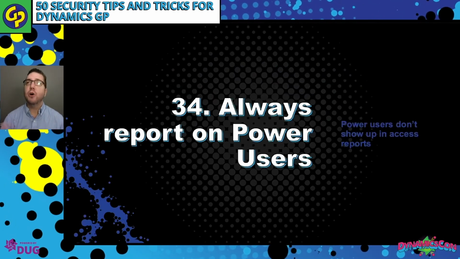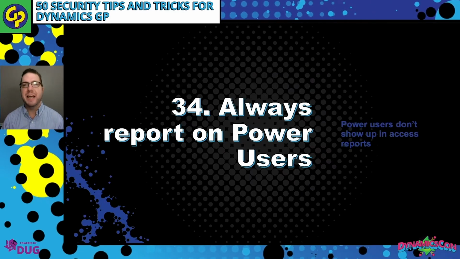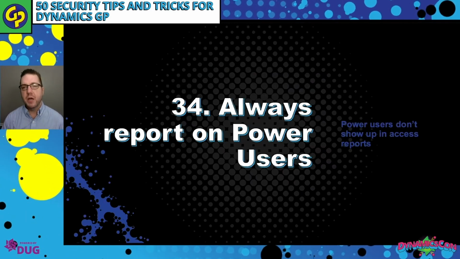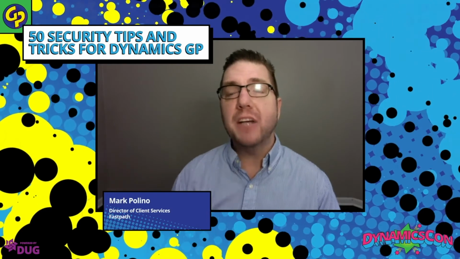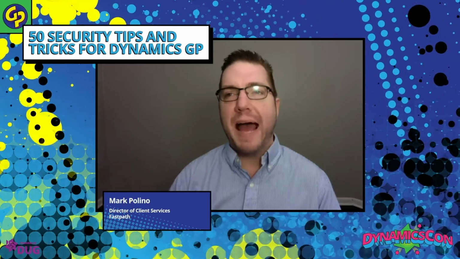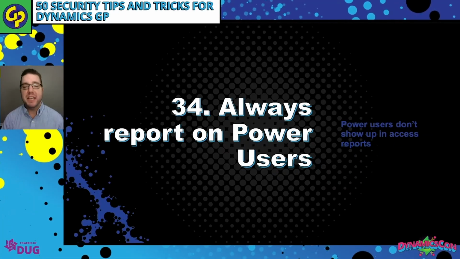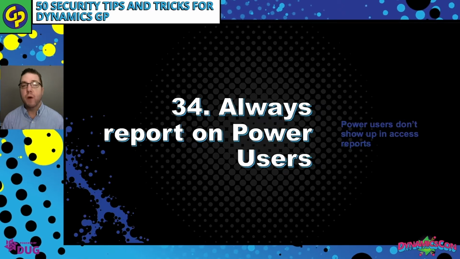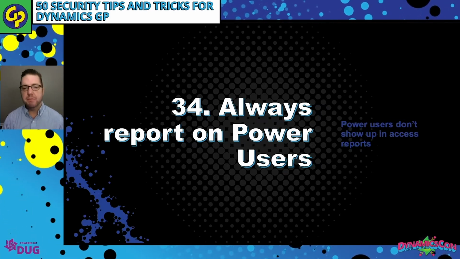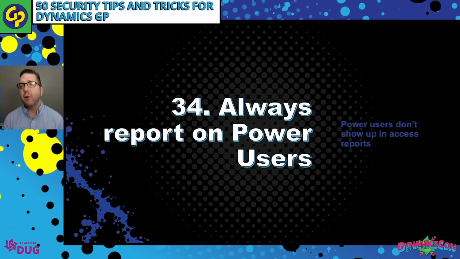For 34, we talked earlier about power users. One of the other big problems with power users is they don't show up on security reports. The reason they don't is because there's no box checked next to them. The report says, show me everyone with access to vendors. Power users don't have access to anything. They have access to everything. The system just overrides. So if someone says, I need to see everyone who can generate a check in your system, you can pull a report like that out of GP and it will not include your power users.